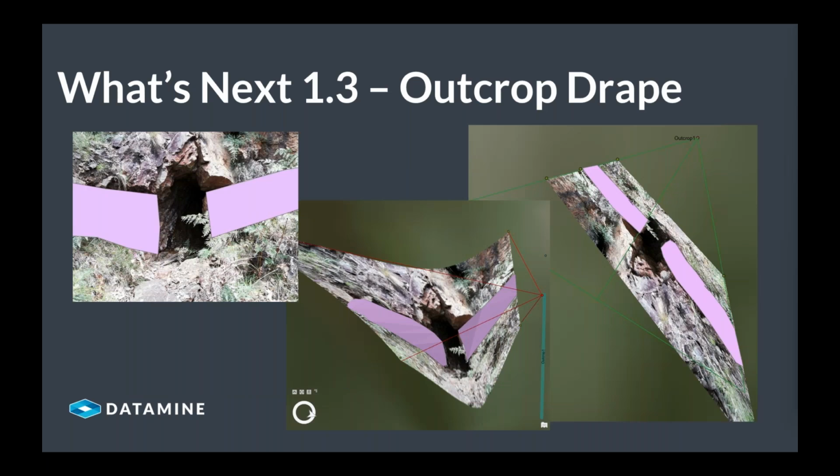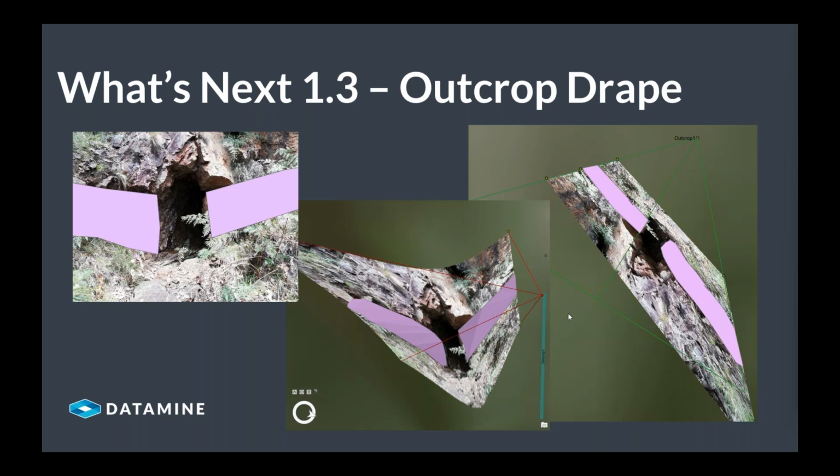So if you have a look at what's coming up in 1.3, we should have another release around about mid-year. And the first thing we're going to do is, instead of putting the Outcrop tool as just a flat section, we're going to have the ability to drape it. So if you've got really good LiDAR, or you've got, you know, just say it's from drone data, you've got a pretty reasonable DTM, you can just drape that.